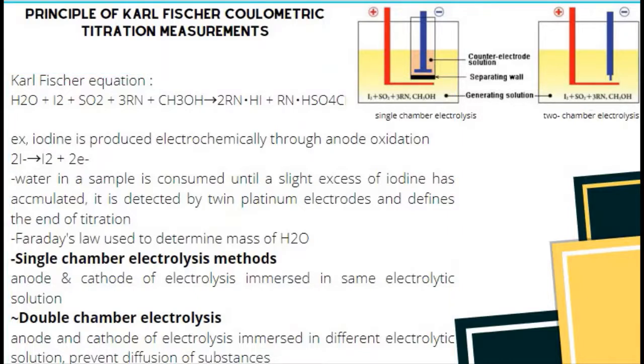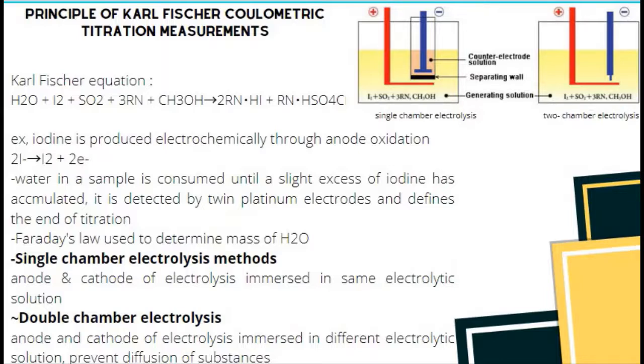And the example of coulometric titration is that iodine is produced electrochemically through anode oxidation. The water in the sample is consumed until a slight excess of iodine has accumulated. It is detected by twin platinum electrodes and defines the end of titration. In coulometric titration, Faraday's law is used to determine the mass of water.